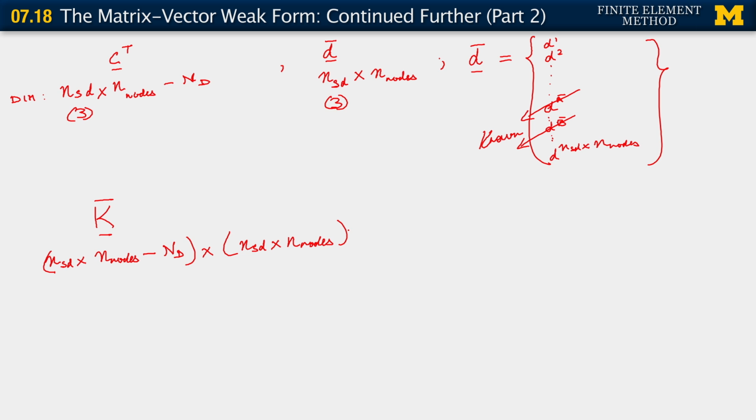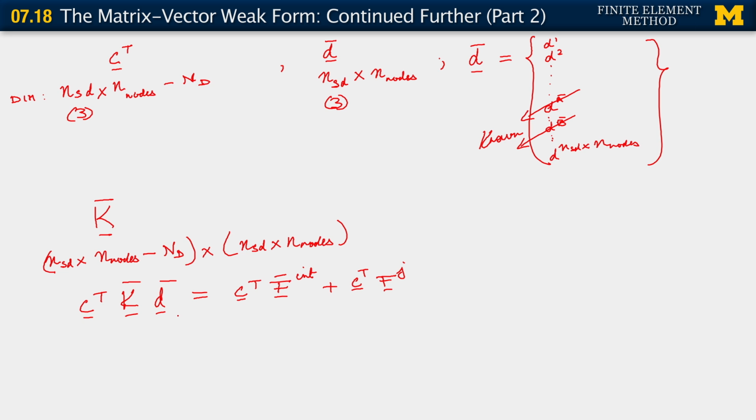Okay, so K bar is not a square matrix, right? It's a rectangular matrix. So the situation that we have now is C transpose K bar D bar equals C transpose F bar internal plus C transpose F j, right? Well, some of the degrees of freedom in D bar are already known, and those are the ones that are known.